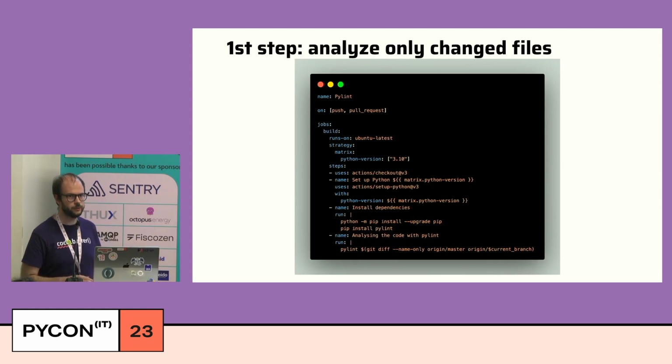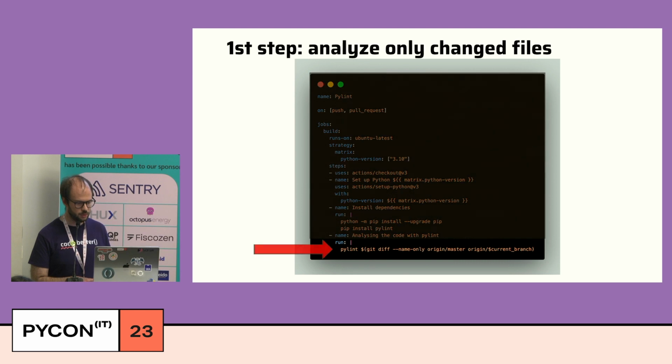Maybe the first approach that we might think of is, okay, let's only run Pylint on changed files. How to do that? Again, we have the GitHub action here with the boilerplate that we can ignore. Here, I might think to add Pylint on top of git diff. Git diff, in this case with the name-only flag, will tell us the names of the files that changed between the current branch and the main branch. And in this case, we only run Pylint on those files.